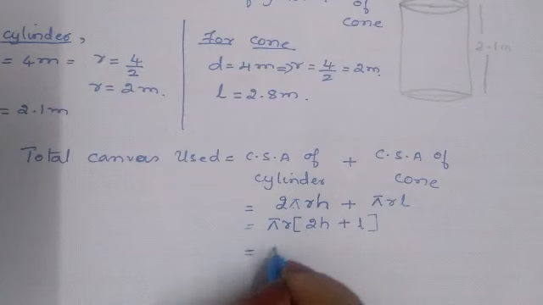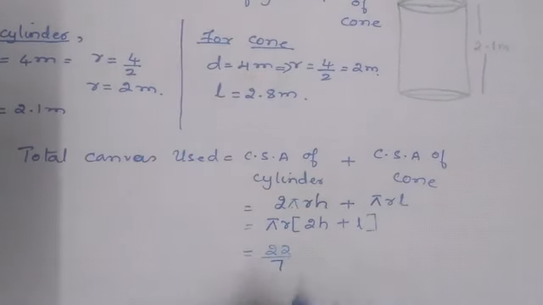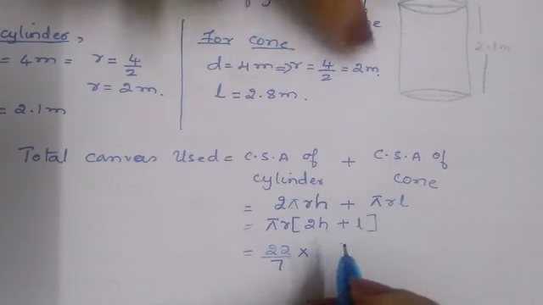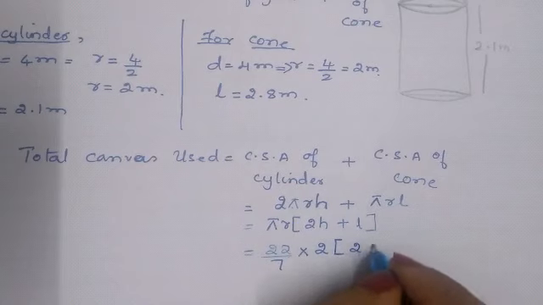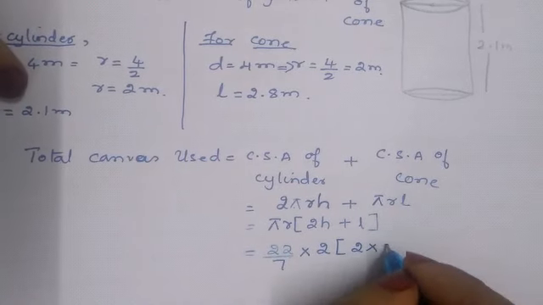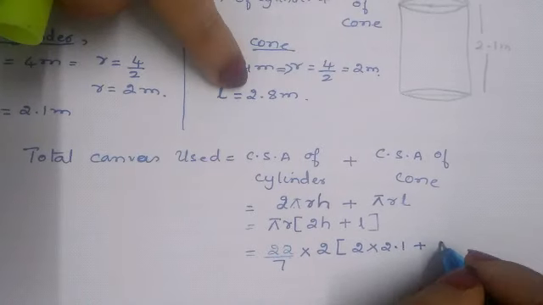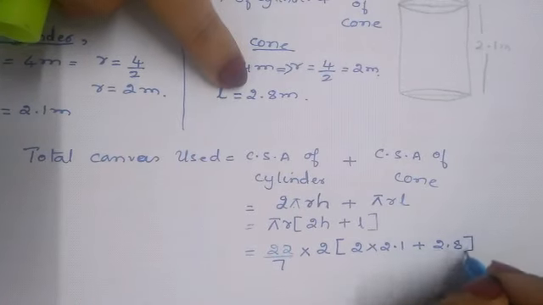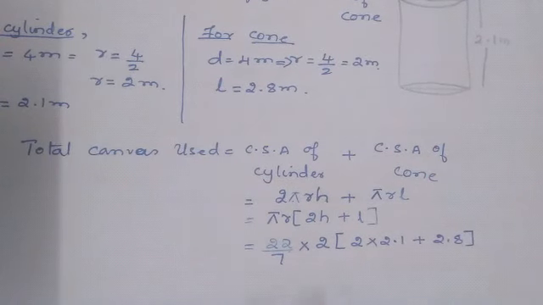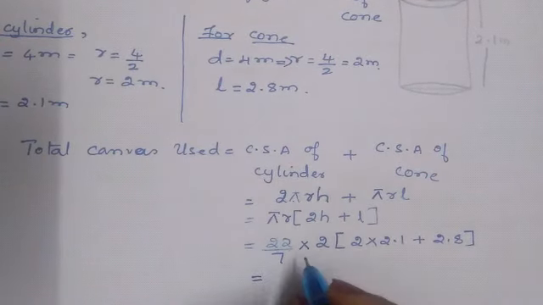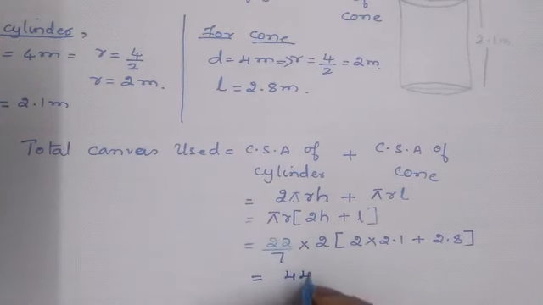Pi value is nothing but 22 by 7, into R value, which is 2, in the bracket 2 as it is, H value 2.1, plus sign as it is, and L value is 2.8. Let us remove the decimal so that we can solve it easily.